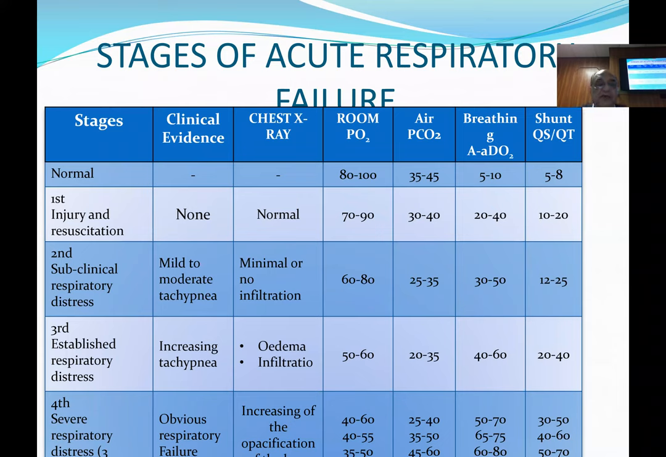You already know it. Then first, injury state and resuscitation. At this point, you have no idea that the patient is going into ARDS. Clinical evidence is none. Chest X-ray is normal, but the room air PO2 starts going down, 70 to 90. Room air PCO2 starts decreasing, 30 to 40. And on room air, the A-a gradient starts increasing. And shunt increases to 10 to 20.